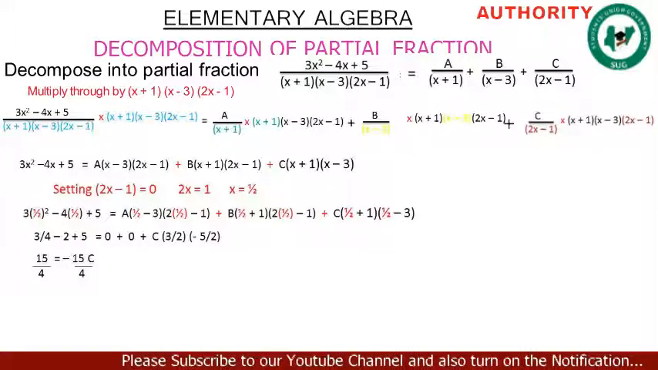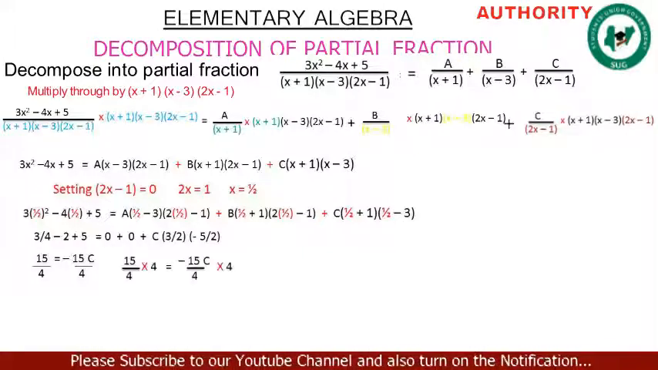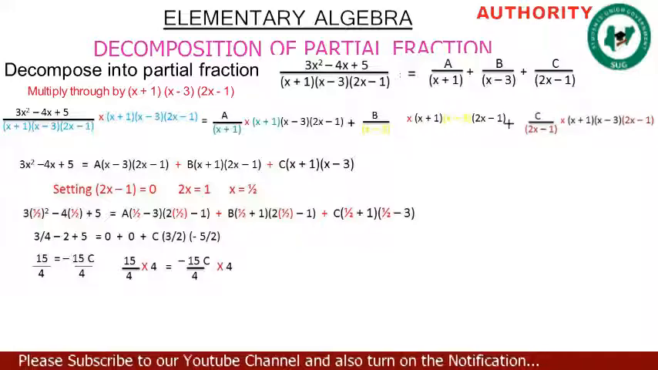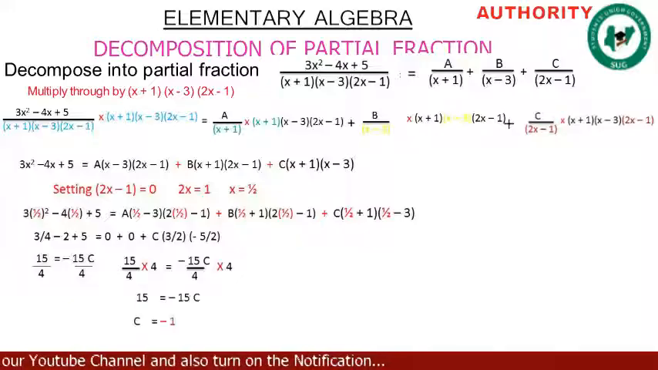So here let's multiply through by minus 4. We're going to have 15 over 4 times minus 4 is equal to minus 15c over 4 times minus 4. So when you perform this operation, we're left with minus 15 is equal to 15c. We're looking for c, so we divide both sides by 15. Minus 15 divided by 15 is equal to 15c divided by 15. c is equal to minus 1.